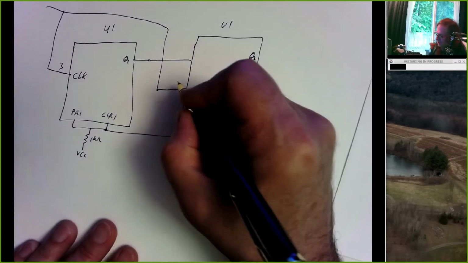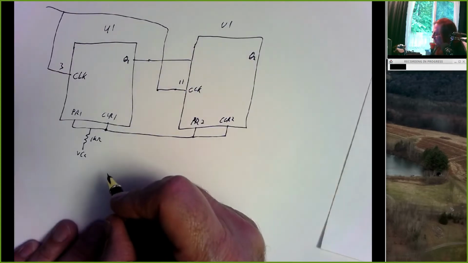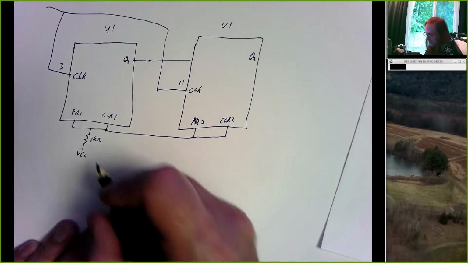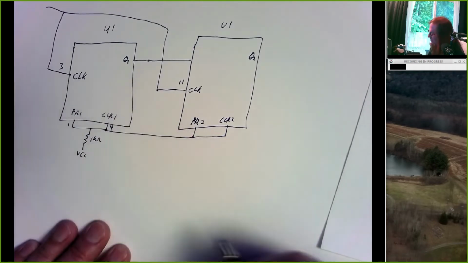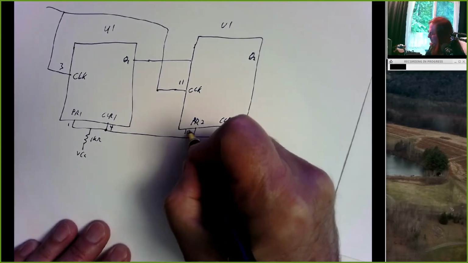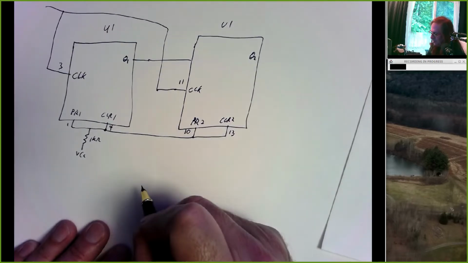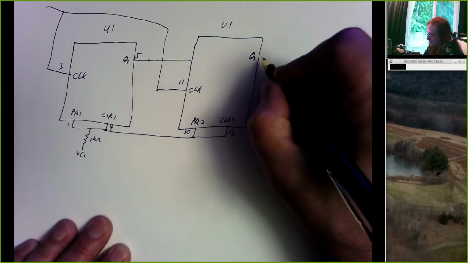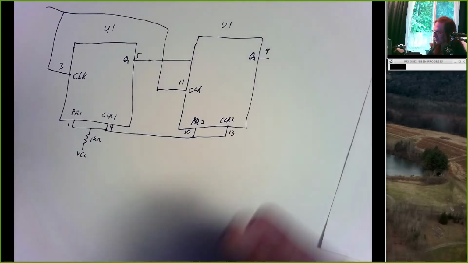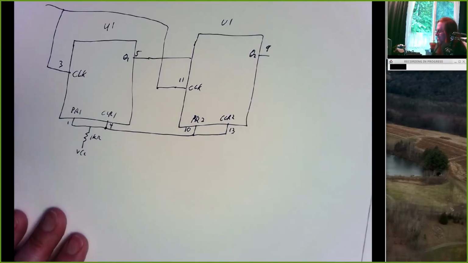So this would be 3 and 11. Don't quote me on these pin numbers, because I'm doing this unrehearsed. But 1, 4, 10, 13. And then this is pin 5, and this is going to be pin 9. Alright, so that's what our wiring diagram is going to look like.